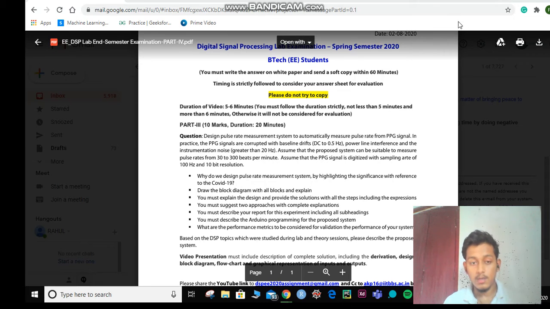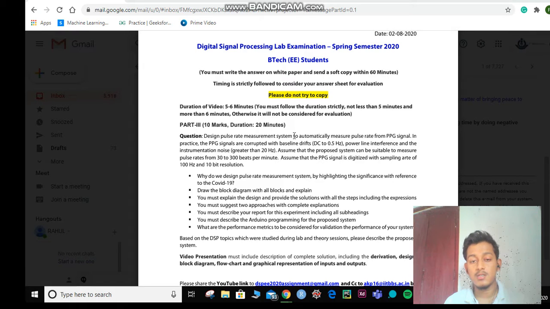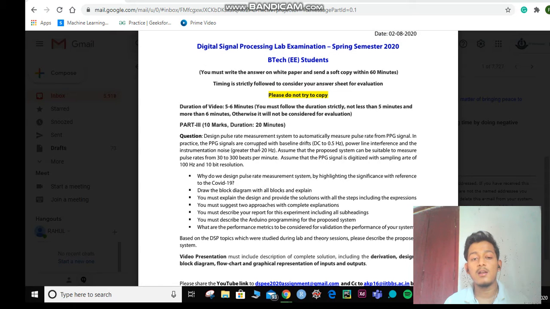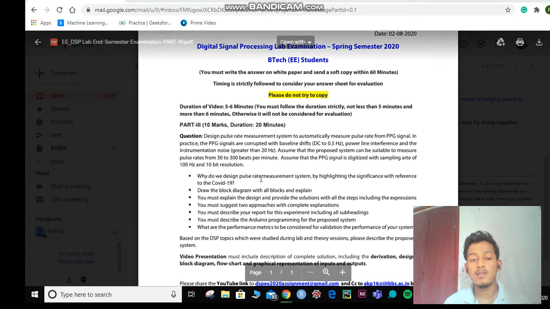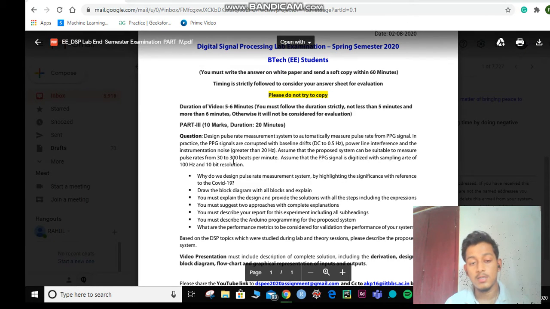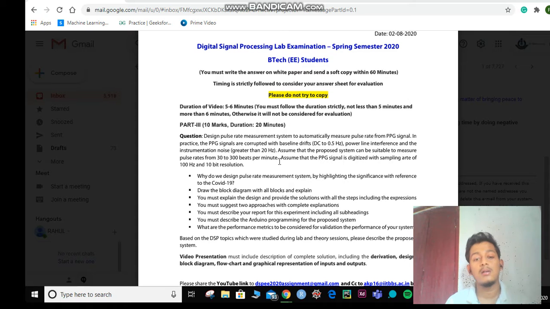Hello everyone. Today in this experiment we have to design a pulse rate measurement system to automatically measure the pulse rate from a PPG signal in practice. The PPG signal is corrupted with baseline drift of DC to 0.5 Hz, power line interference, and instrumentation noise greater than 20 Hz. Assume that the proposed system can suitably measure pulse rates from 30 to 300 beats per minute.